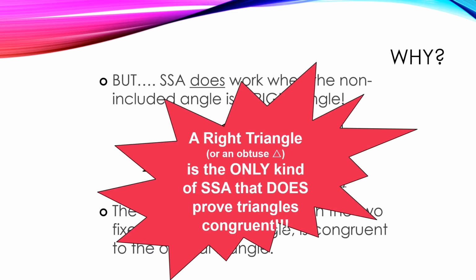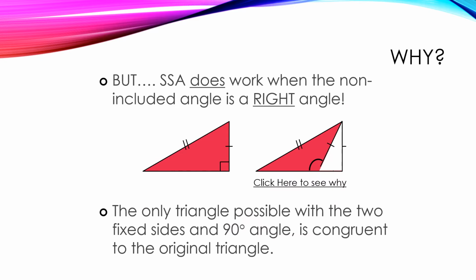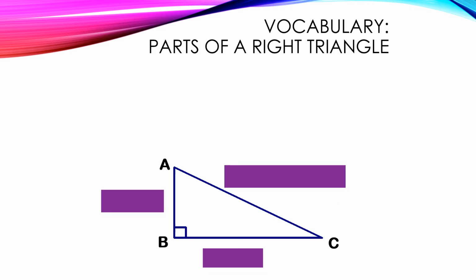A right triangle or an obtuse triangle is the only kind of side angle that does prove triangles congruent. And in this case, side angle is kind of called the hypotenuse leg theorem, because looking at this, you will see in a second.